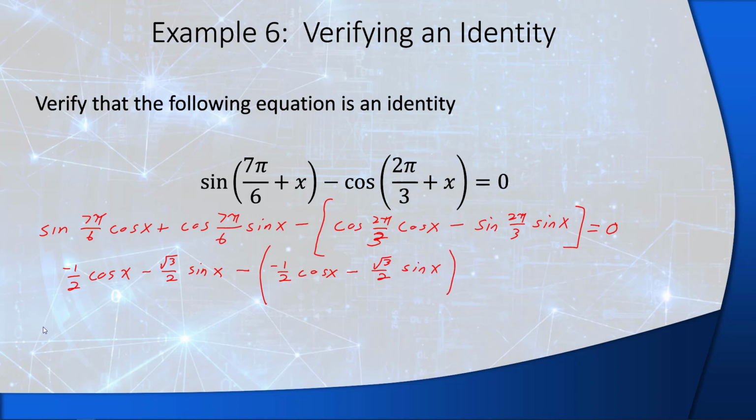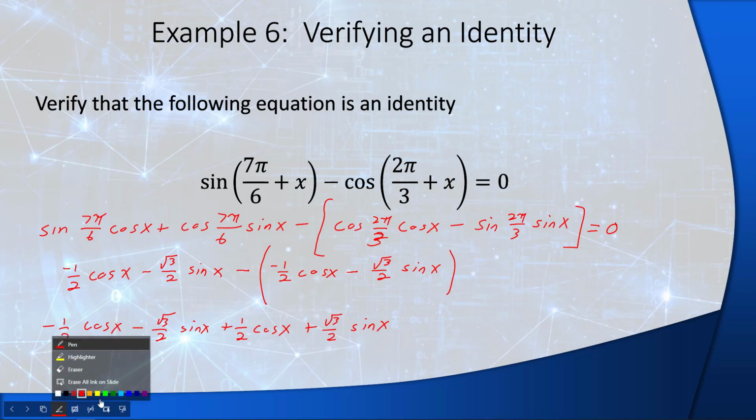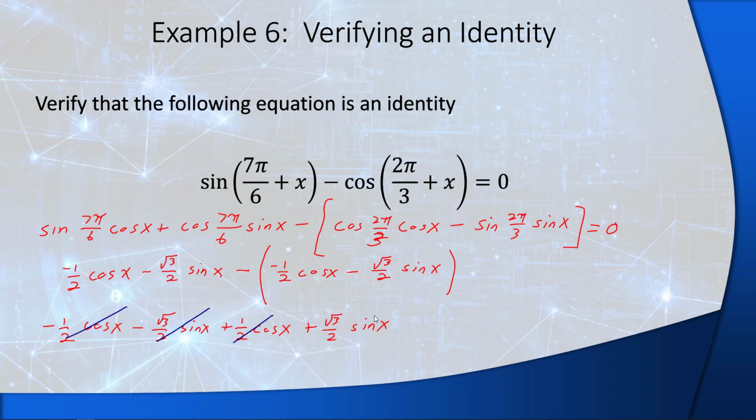Okay, we can distribute, and if we do, we will have negative 1/2 cosine of x minus root 3 over 2 sine of x plus 1/2 cosine x plus root 3 over 2 sine of x. And notice that we have some cancellations. This cancels with that, this cancels with that, and we indeed have 0.